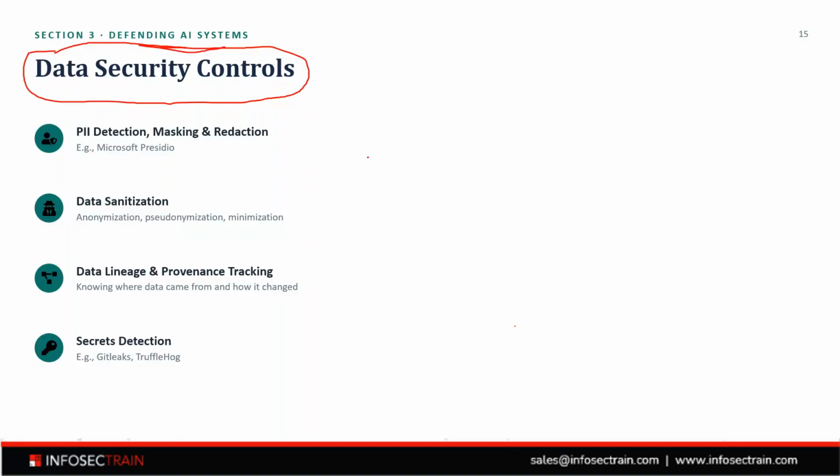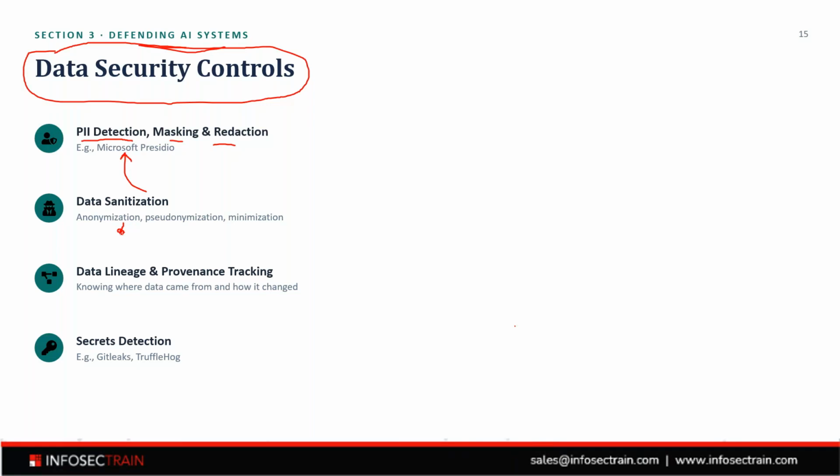So whenever you're looking at data security controls, you need to do your PII detection. Okay, so for that, we can use tools like Microsoft Presidio, that can do the masking and redaction also, and anonymization. So say if you have some kind of PII present, once you have detected that, then you can use that to completely redact it, right?